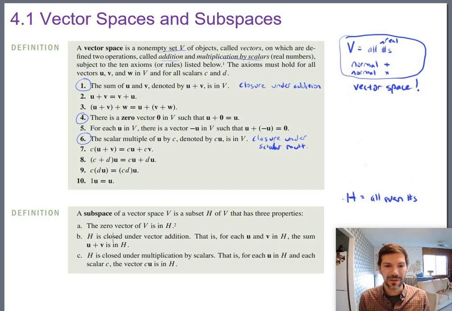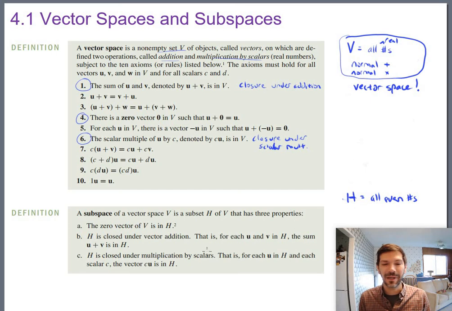Is it true, though, that the 0 vector is in there? 0 is an even number. It divides by 2 evenly. Is it closed under vector addition? In other words, if you add two even numbers together, do you still get an even number? That is also true.